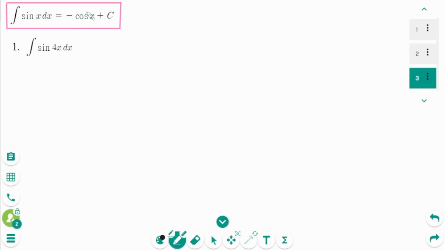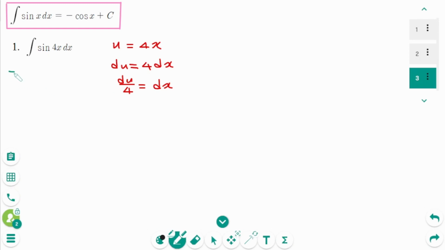Question 1. We know this formula. Use U-substitution. Let u equal 4x. Derive on each side. du equals 4 dx. Then divide by 4 on each side. du over 4 equals dx.